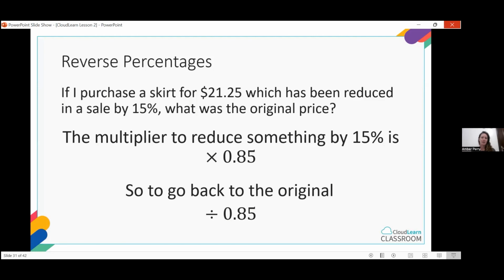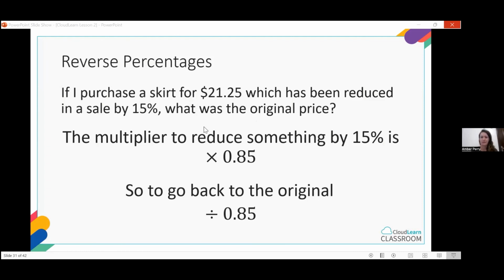Does anyone want to have a go? Pop it in the chat if you want to. Nothing coming up in the chat yet. I don't know if you have calculators. You might not have calculators. Definitely a question for a calculator paper, this one. So that skirt is going to be 21.25 divided by 0.85, and that's actually $25. So that's going to take you back up to the original price.